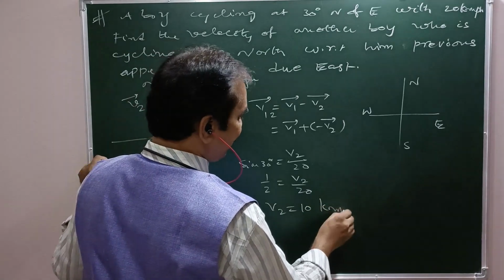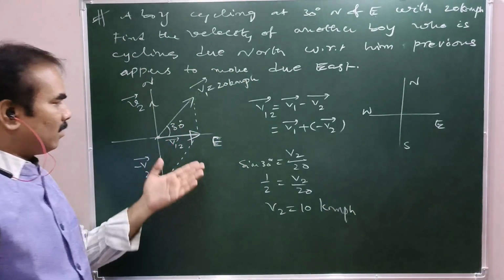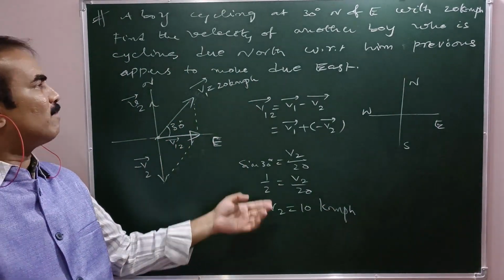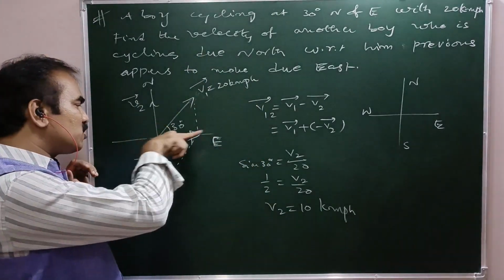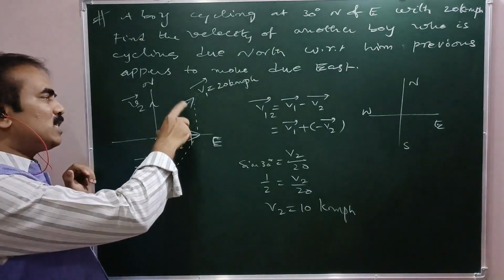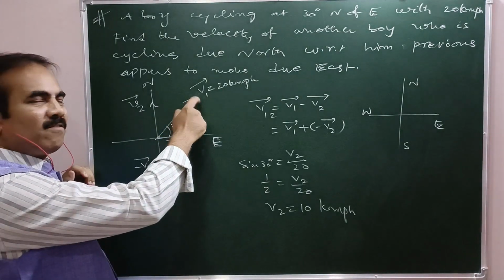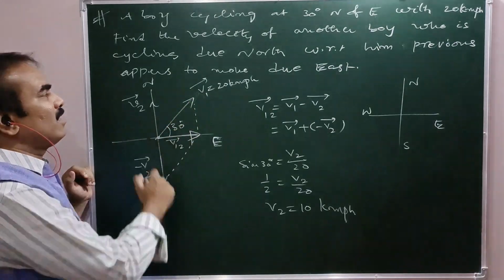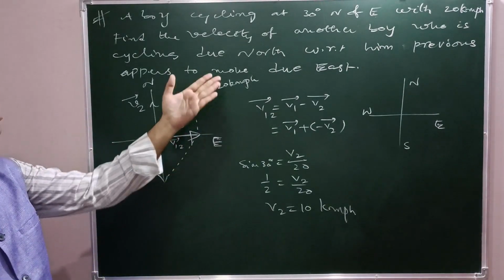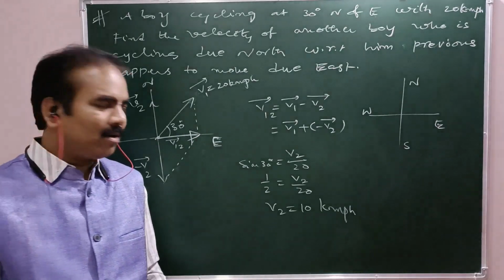10 kmph. This is what v2 means, the absolute velocity of the second boy, right? With respect to himself, the first boy appears to move due east, but with respect to the ground, what is the actual direction of motion of the first boy? That is 30 degrees north of east, right? Okay, that's how one can solve the sum. Now let us see one more numerical.